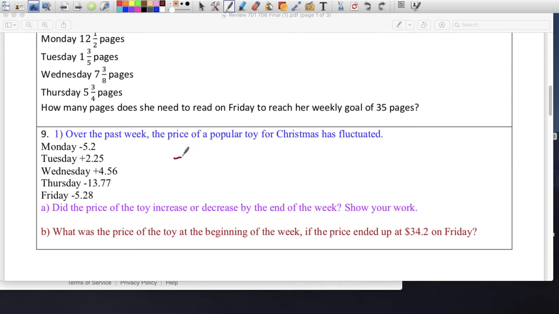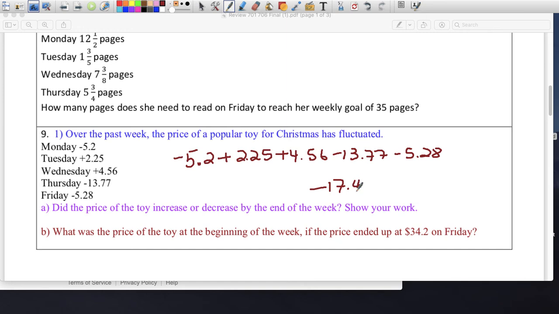So the first thing I would do is set up the expression. The price went down, then went up, then went up again. So it's a popular toy. Then it went down. People lost interest, and they lost more interest. So at the end of this week, what was the price of that toy? So I'm going to write negative 5.2. Then it went up 2.25, and then went up again 4.56, and then it went down 13.77, and then 5.28. So at the end of the week, the price was down this much.